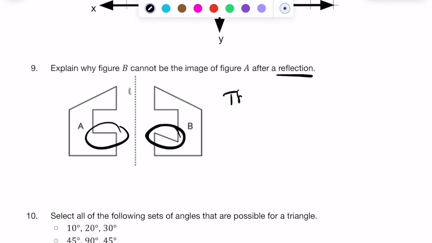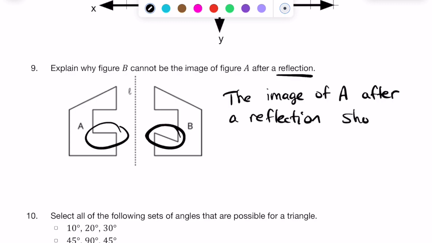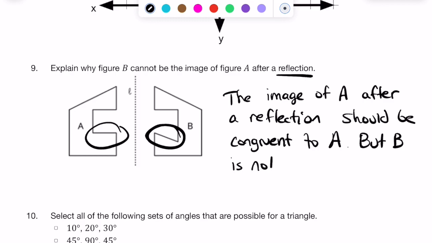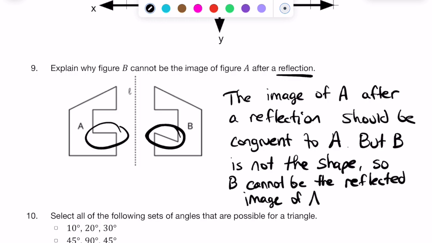So the image of A after a reflection should be congruent to A. But B is not the same shape. So B cannot be the image of figure A, the reflected image of figure A. Okay, because they're not the same shape.